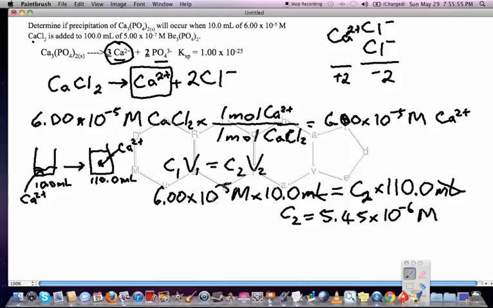As we'd expect, in the 10 mL solution, the concentration was 6.00 times 10 to the negative 5 molar, and now it's almost 10 times less. Now it's in 110.0 mL, so it's 5.45 times 10 to the negative 6 molar. So that is the concentration of Ca2+ in our final solution.